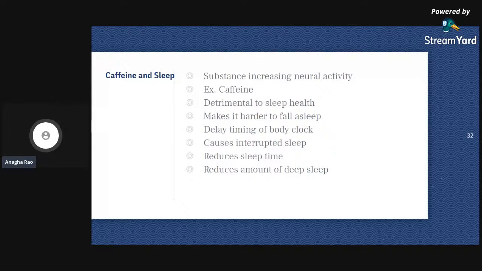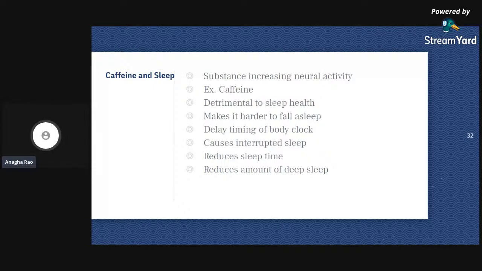This can also delay the timing of our body clock, because when we are not able to sleep, this can lead to us staying up later and our circadian rhythms being messed up. It can also cause interrupted sleep, because if we drink caffeine or other stimulants at night, it can stay in your body for quite a long time. Caffeine and other stimulants can reduce sleep time.